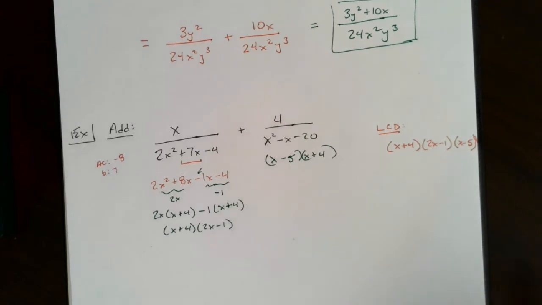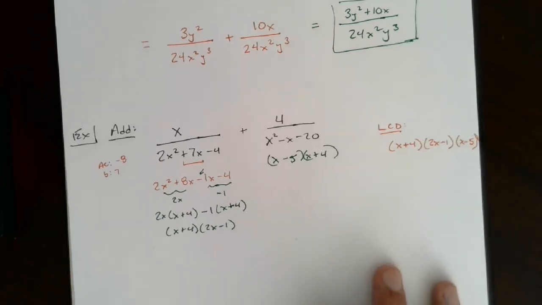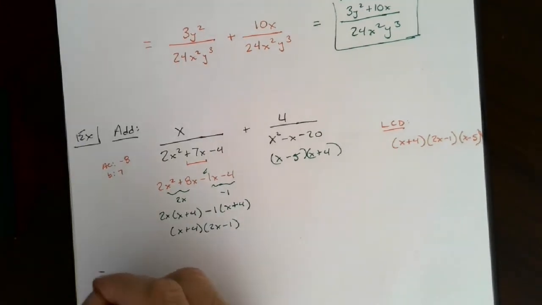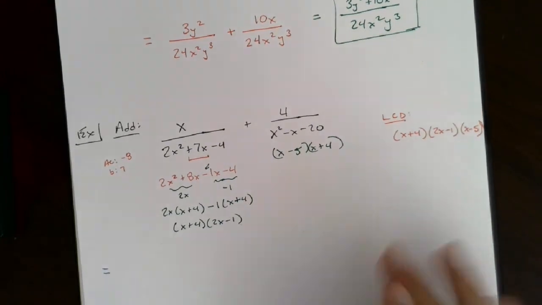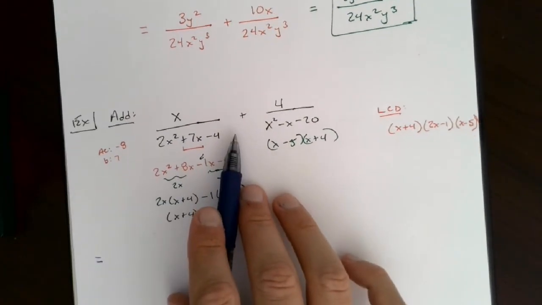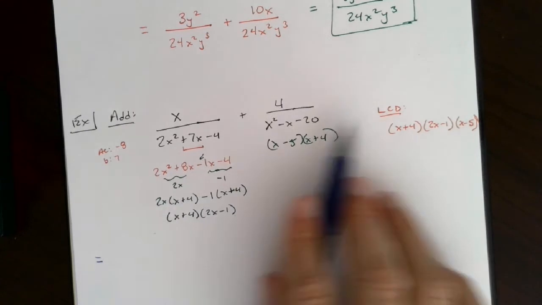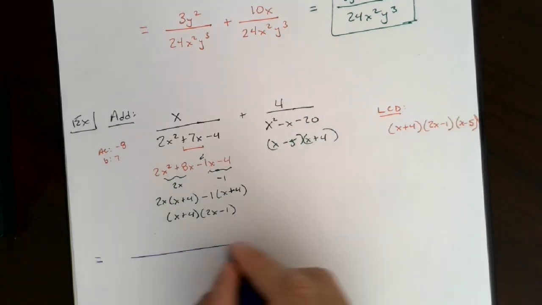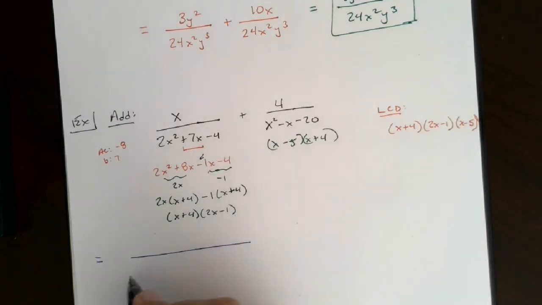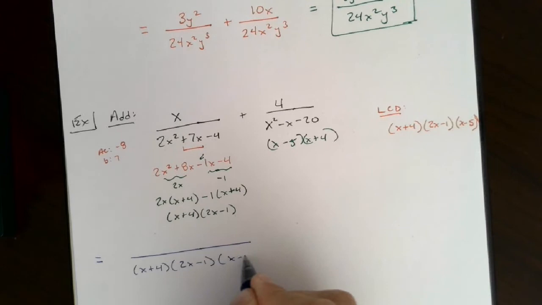Once you have the LCD, now we're going to use that to rewrite our fractions. Because when you add, all the time, once you get the LCD, you're going to put it all over the least common denominator. I'm going to put this whole thing over the LCD right now. So the LCD I've got is x plus 4 times 2x minus 1 times x minus 5.